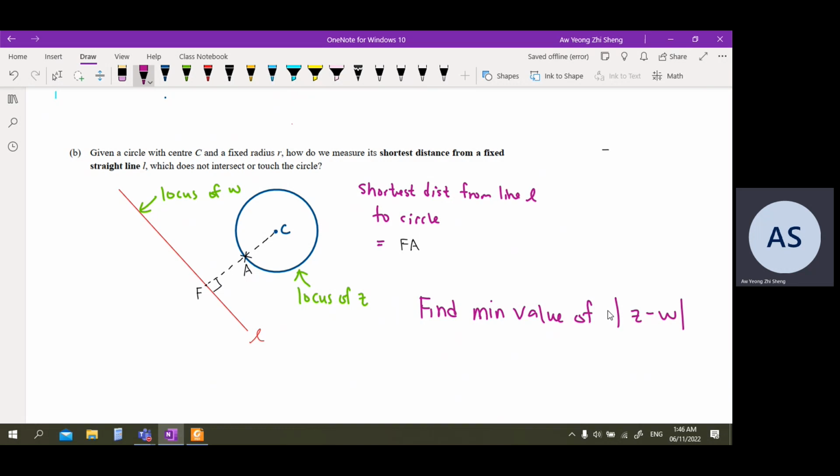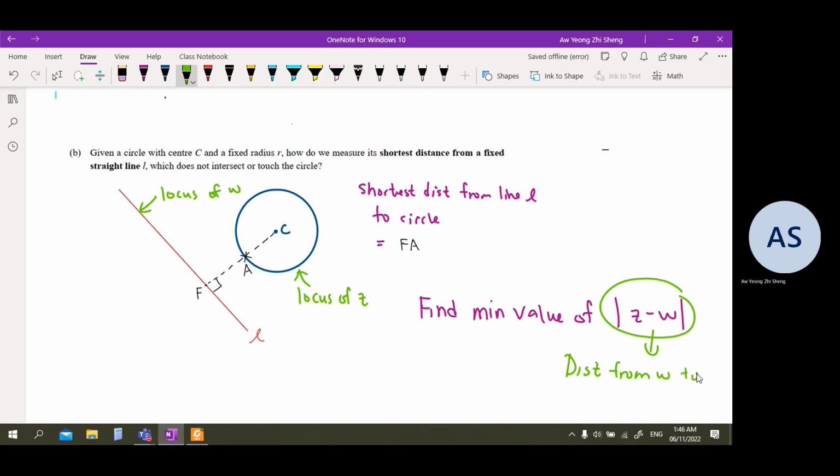So you will need to know how to interpret this modulus expression. Recall that when you have modulus of something minus something, this actually means the distance measured from W to Z. Now, if your straight line L is the locus of W, then there are infinitely many possible positions of the point representation of W. W can be here, here, here, here. And similarly, there are many possible positions of your complex number Z. Z can be anywhere along the circumference. You can have Z here, Z here, Z here, and so on.